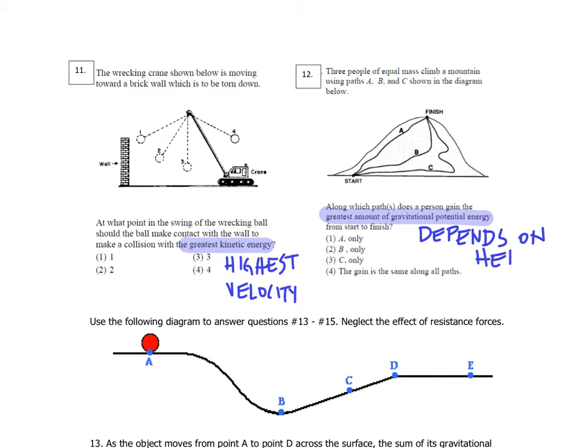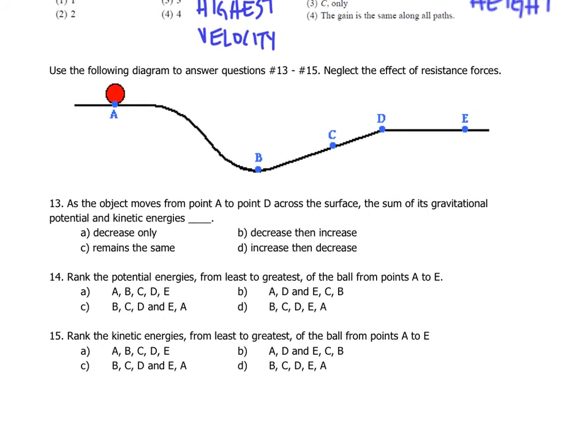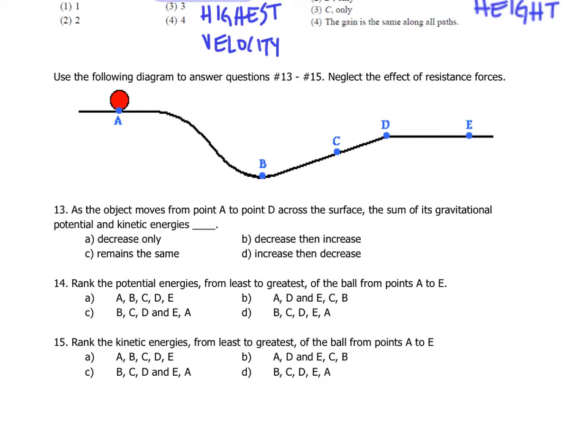Okay. So as you're looking at the pathways that the climbers are taking, think about height. You want to figure out which one has the greatest amount of potential energy. That's based off of height. When I look a little bit further down here, we've got a diagram that helps you answer 13, 14, and 15.